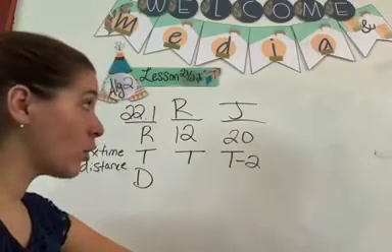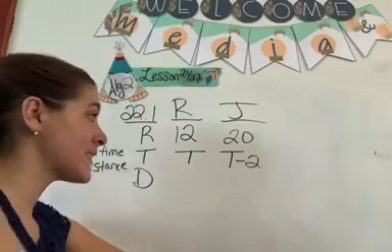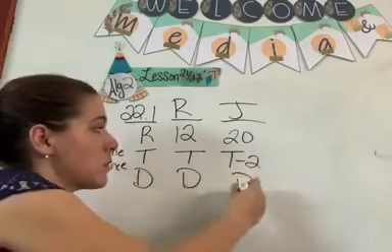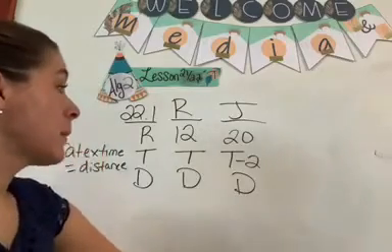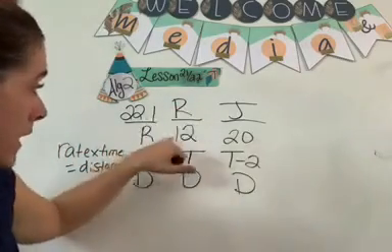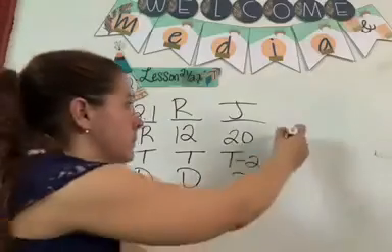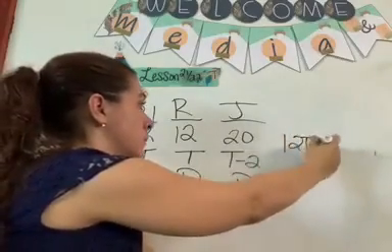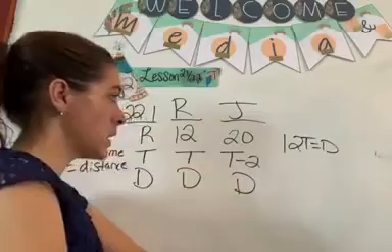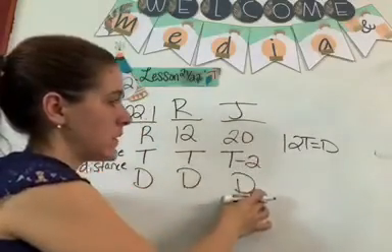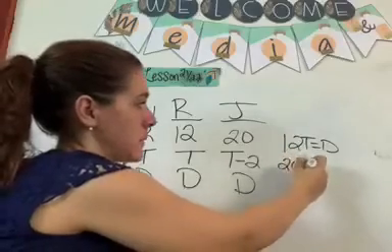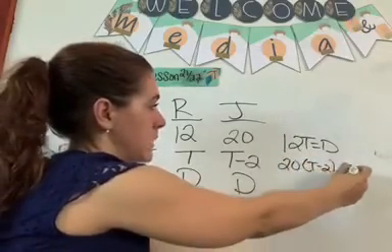How far did they travel? Well, one thing that we know is that the distances are equal because it's the same trip. So I'm just going to put D and D. Okay? So I'm going to set up my two equations. I know that 12 times T equals D. Right? Because rate times time equals distance. And I know that 20 times T minus 2 equals D. So it's going to be 20 times T minus 2 equals D.